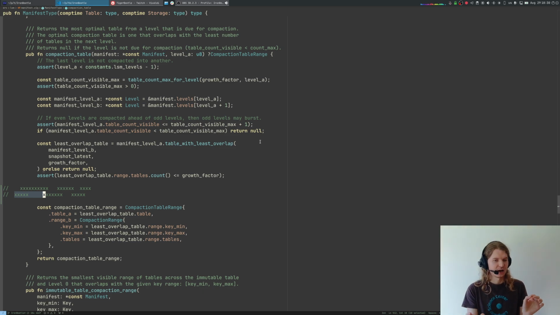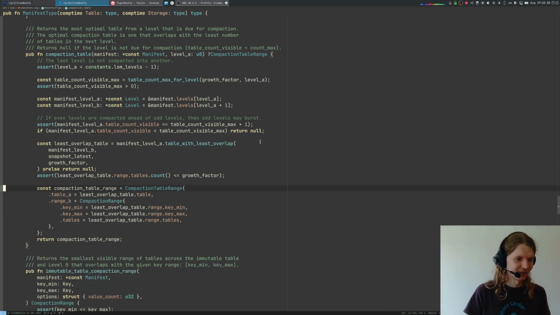But yeah, however you may try to shuffle, to pigeonhole the tables, the pigeons, across these holes, the least overlap table will contain at most LSM growth factor overlaps. There's probably some more formal proof required here to formally say that a table can intersect at most two tables, but whatever. Feels intuitive enough. Okay, anyway.